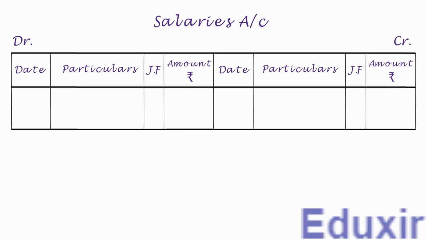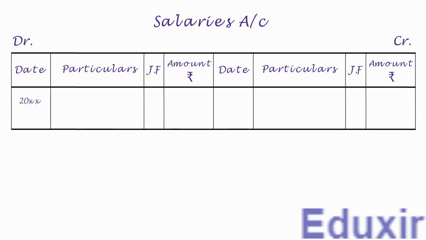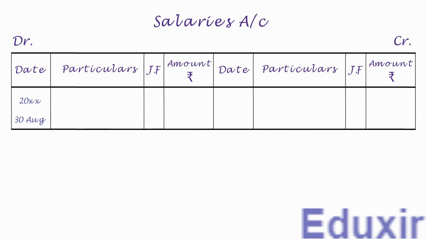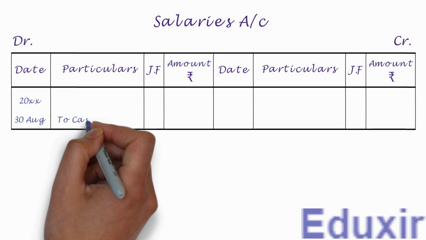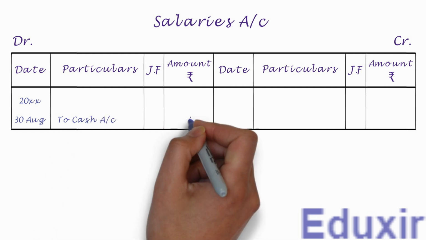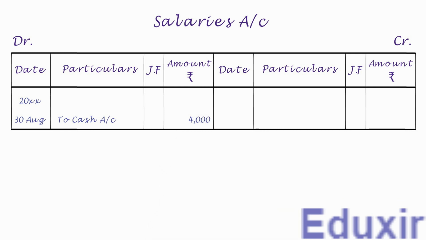Now on the debit side, let us first write the year in the date column. Let us now write the date. We need to write to cash account into the particulars column. Let us write the debit amount of 4000 rupees into the amount column. With that, we have completed the posting of this journal entry into the salaries account. Let us now take up the next entry.